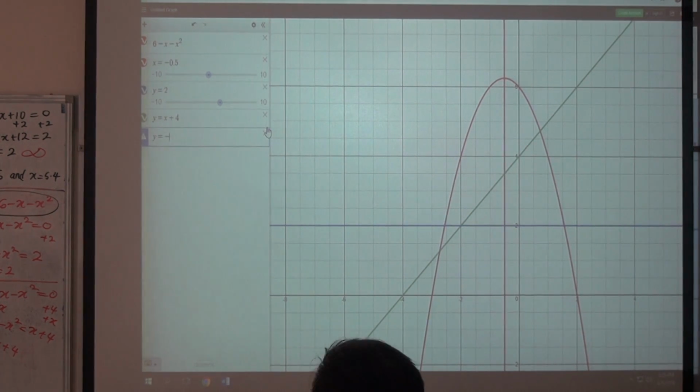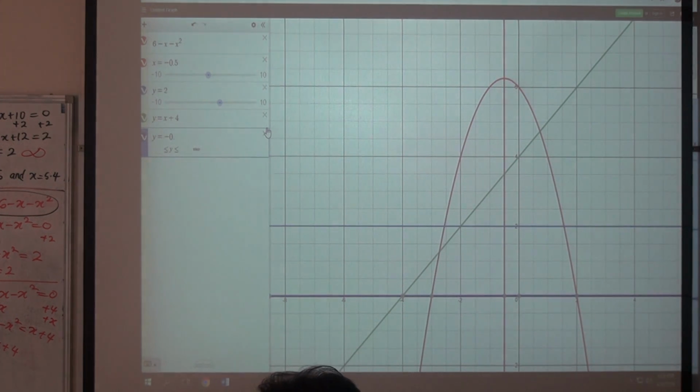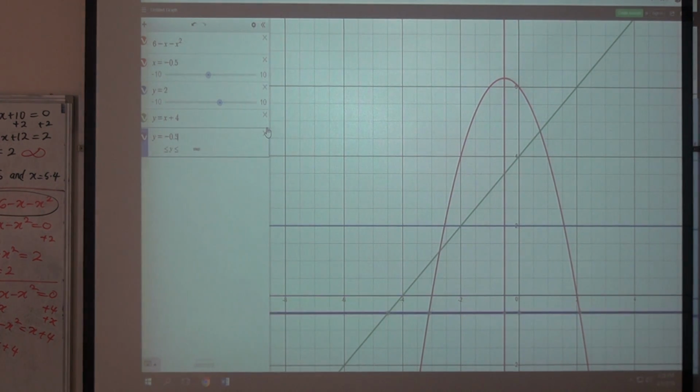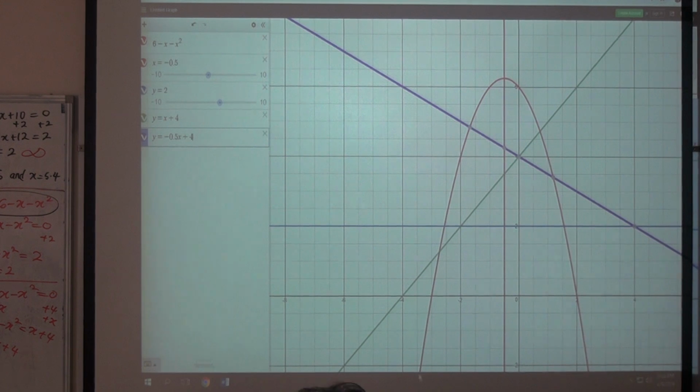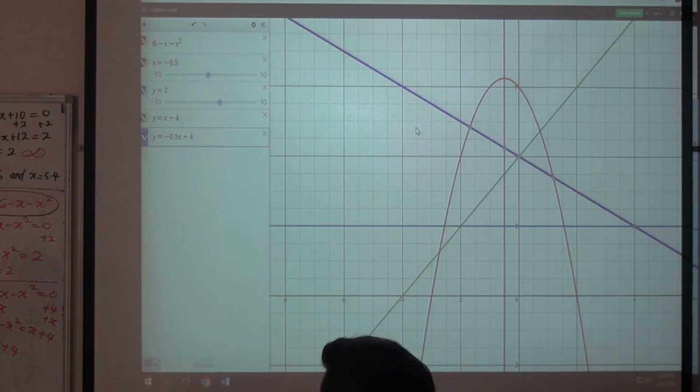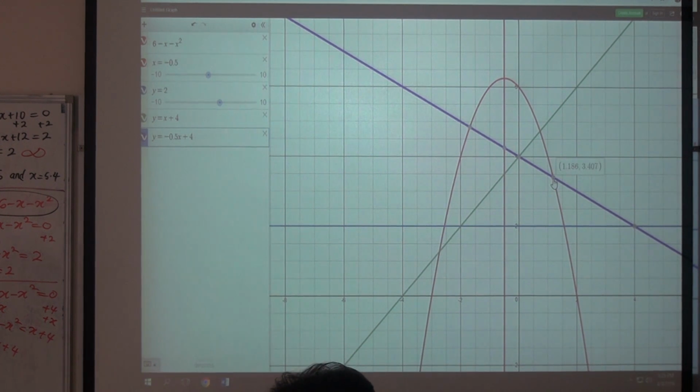Y equals negative 0.5x plus 4. So, what did you get? Negative 1.7. Yeah, that's right. And the other one? 1.2. Yeah, that's right. Correct. Negative 1.7 and 1.2. And that's all about the second question.